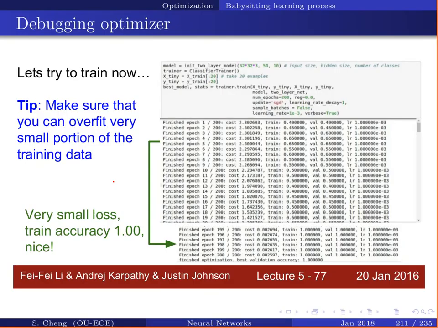So let's try that also with a small model, taking just 20 examples for training. And then accuracy can go all the way to 1. So that's good also, that's a good sign. That's something all of you should do before you try to train your model with really big data. Always try to overfit your model first.